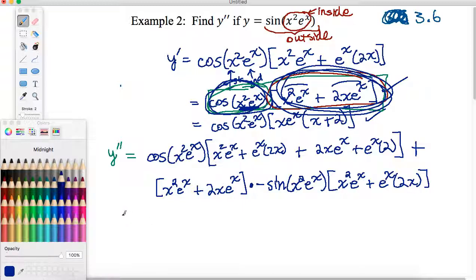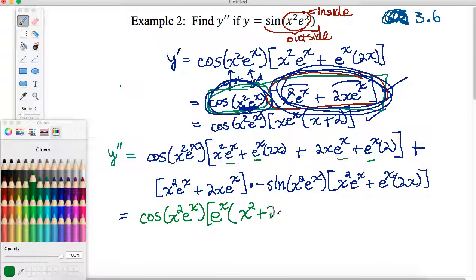Now we can clean that up a little bit. And so I have my cosine multiplied by this entire thing here. Well, let's try to clean that up. Cosine of x squared e to the x, I'm going to multiply. Notice that each of these have e to the x in them, right? So I'm going to factor out an e to the x, right? And in that first term, I'm going to be left with x squared. The second term, I'm going to be left with a 2x. The third term, I'm going to be left with a 2x. And the fourth term, I'm going to be left with a 2.